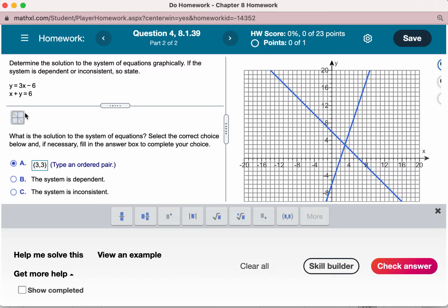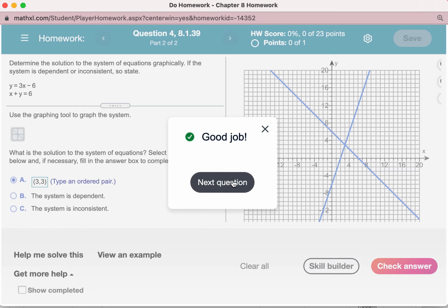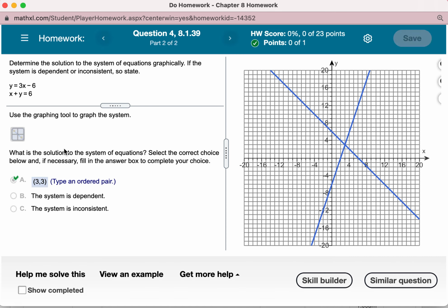You could test that too. If you plug in 3 in for x, 3 in for y, it comes out to be true. So that's our solution.